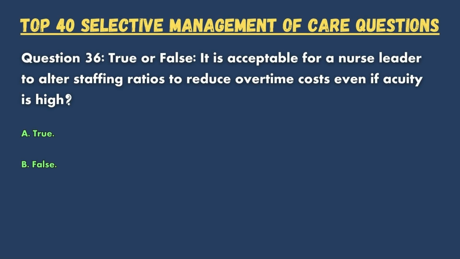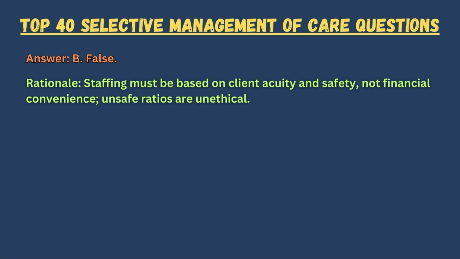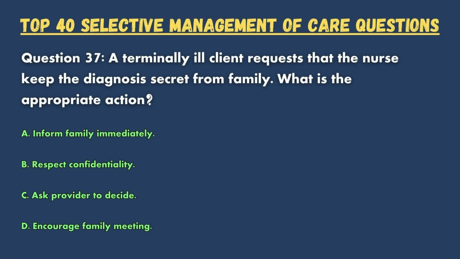Question 36. True or false? It is acceptable for a nurse leader to alter staffing ratios to reduce overtime costs even if acuity is high? A. True. B. False. Answer: B. False. Rationale: staffing must be based on client acuity and safety, not financial convenience. Unsafe ratios are unethical.